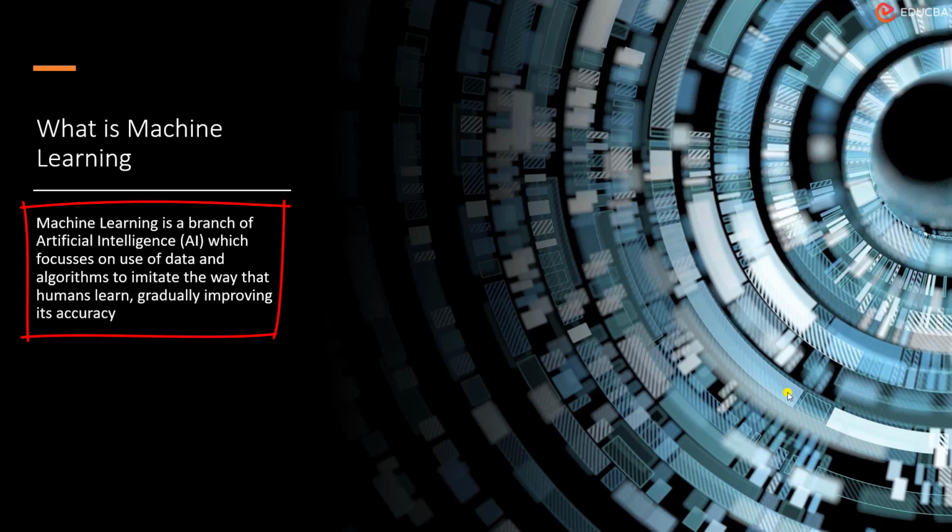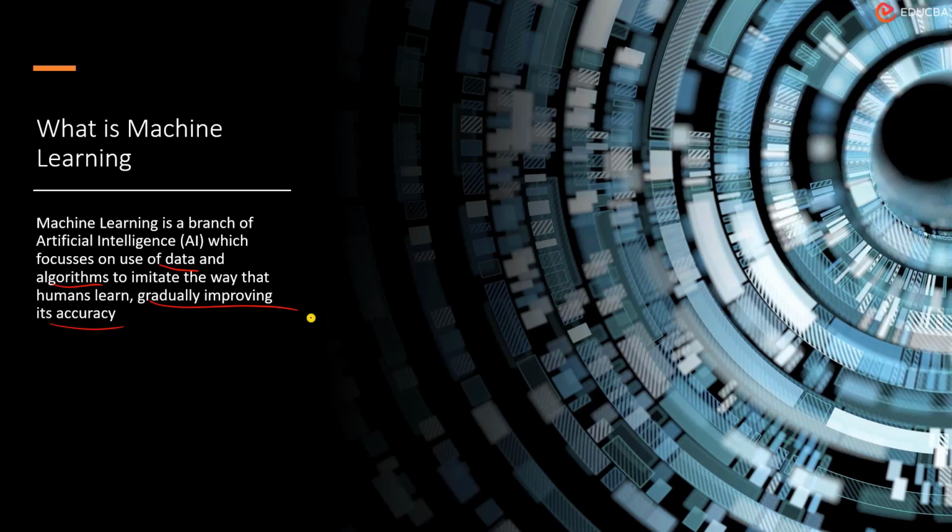So it explicitly says that it's a sub-branch of AI, okay, and it uses data as well as algorithms to imitate the way that we humans learn. The way we humans learn is that we improve in our learning in a gradual manner, isn't it? In the same way, my machine learning model is going to improve its accuracy in a gradual manner. So that's the specialty of machine learning.